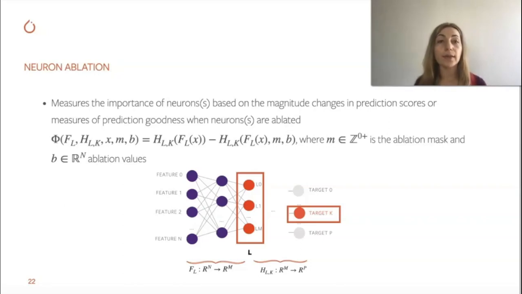Neuron importance in this case represents the magnitude changes of the differences in the function's output before and after neuron ablation. Before ablation, the HLK function takes the output of the FL function as inputs, and when we want to perform ablation, we pass to the HLK function the output of the FL functions with some neurons being ablated.